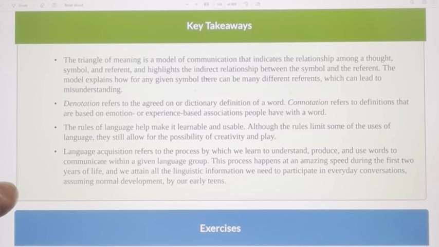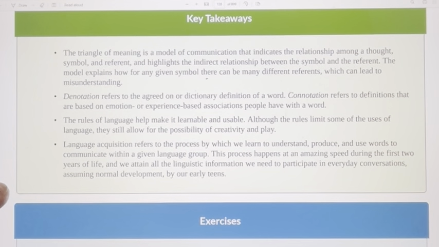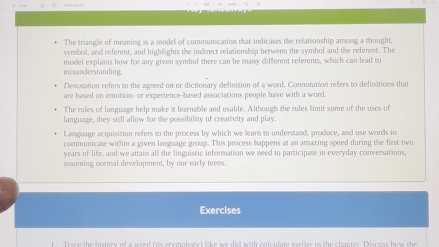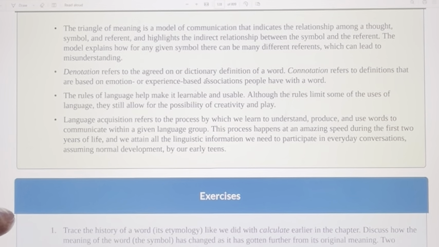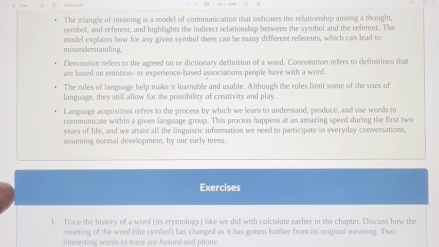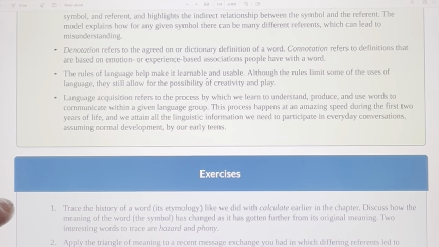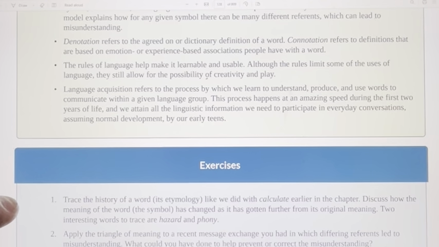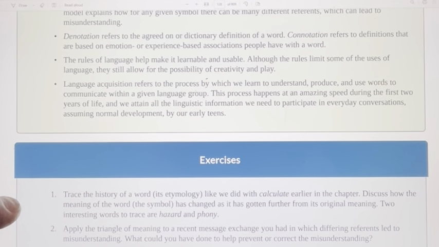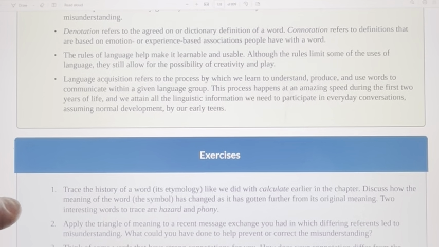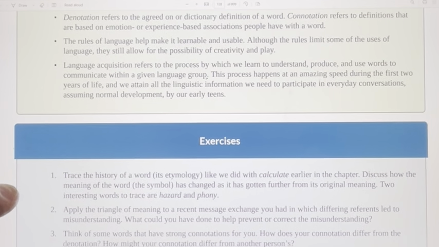All right, back to the key takeaways. It's the end of the chapter. The triangle of meaning is a model of communication that indicates the relationship among a thought, symbol, and referent, and highlights the indirect relationship between the symbol and the referent. The model explains how for any given symbol there can be many different referents, which can lead to misunderstanding. Denotation refers to the agreed on or dictionary definition of a word. Connotation refers to definitions that are based on emotion or experience-based associations people have with the word.